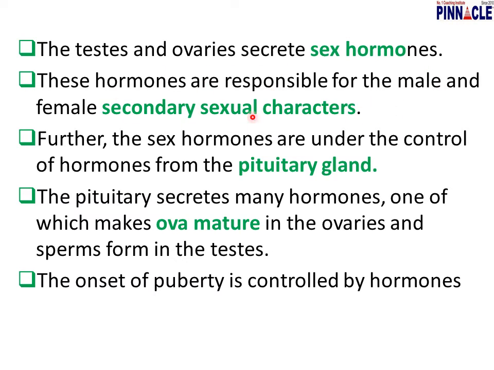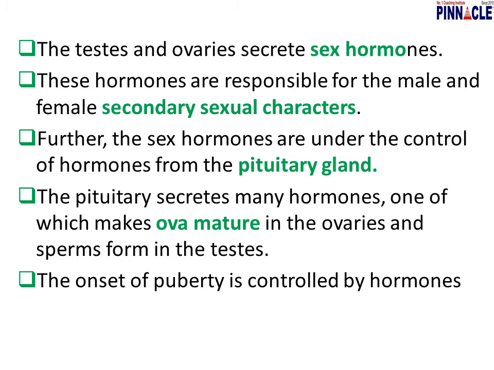Which are the sexual characters? Further, sex hormones are under the control of hormones from the pituitary gland. As we have seen, the pituitary gland plays an important role, and it is controlling the secretion of sex hormones. Pituitary secretes many hormones, one of which makes ova mature in the ovaries and sperm form in the testes. So, pituitary is playing an important role in sexual reproduction of male and female both.